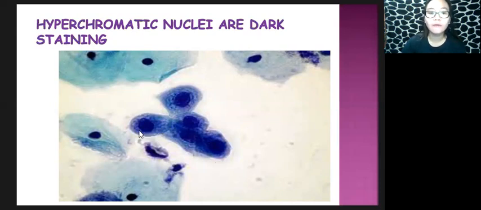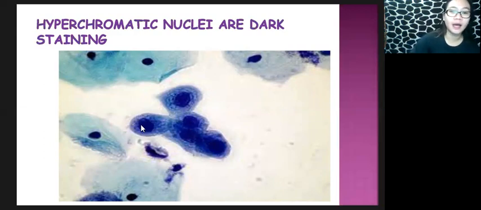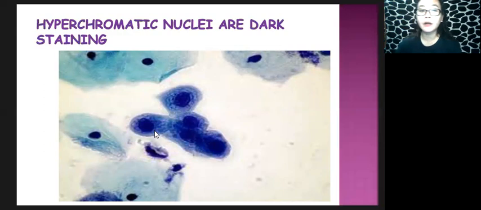And one very important or noticeable characteristic is that the nuclei of your cells stain very dark. So you have here hyperchromatic nuclei. They take up too much of your stain, thus they become darkly stained. So these are your hyperchromatic nuclei.